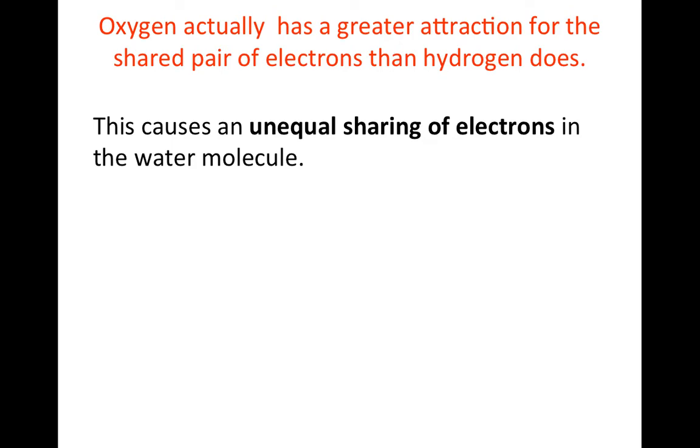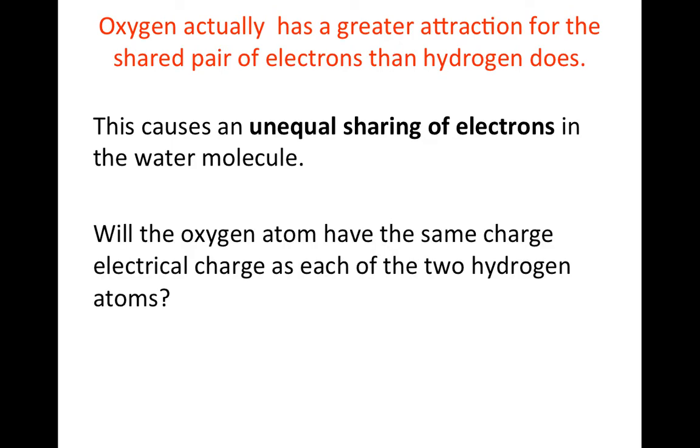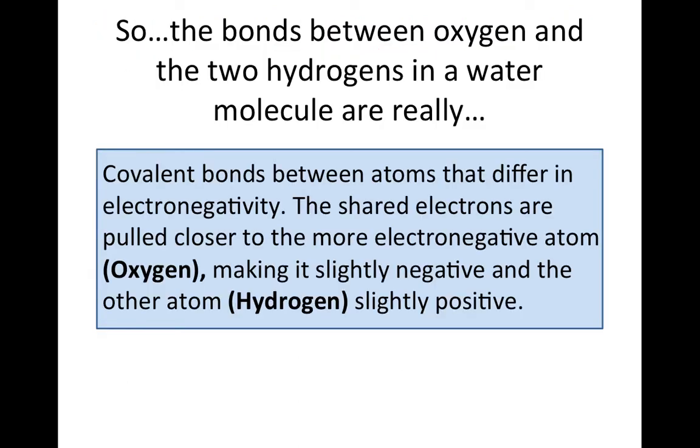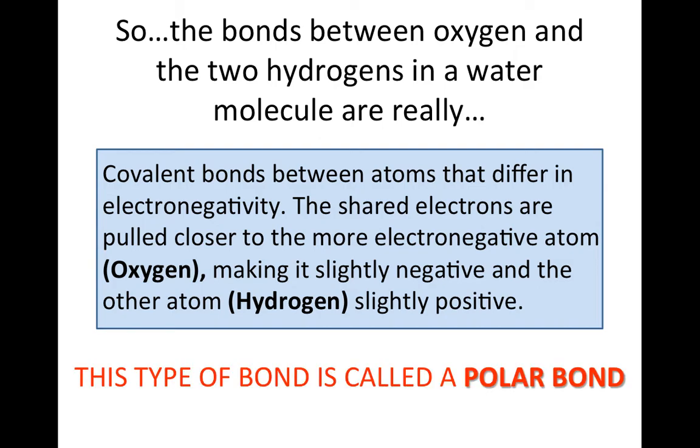This causes an unequal sharing of electrons in the water molecule. Will the oxygen atom have the same charge as each of the hydrogen atoms? The answer is no. So the bonds between the oxygen and the two hydrogens in the water molecule are really covalent bonds between atoms that differ in electronegativity. The shared electrons are pulled closer to the more electronegative atom of oxygen, making it slightly negative, and the other atom, hydrogen, is slightly positive.